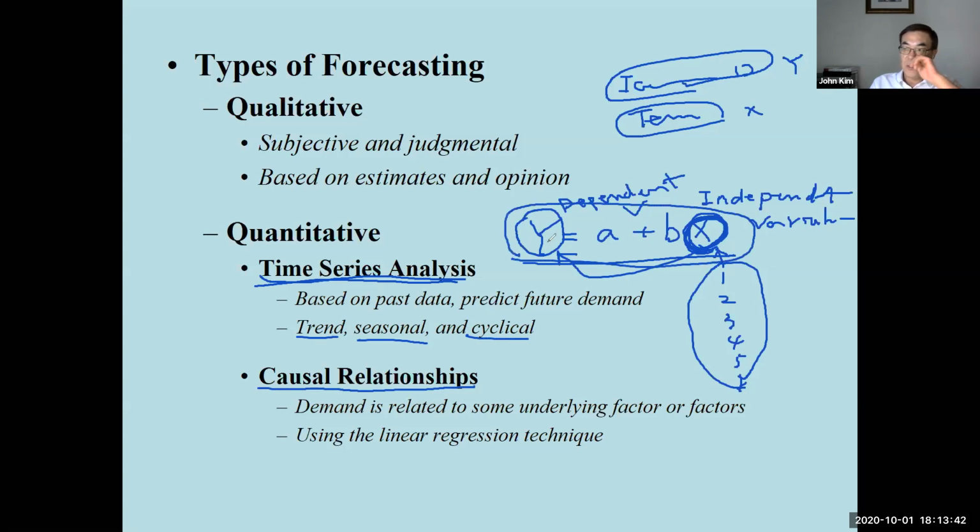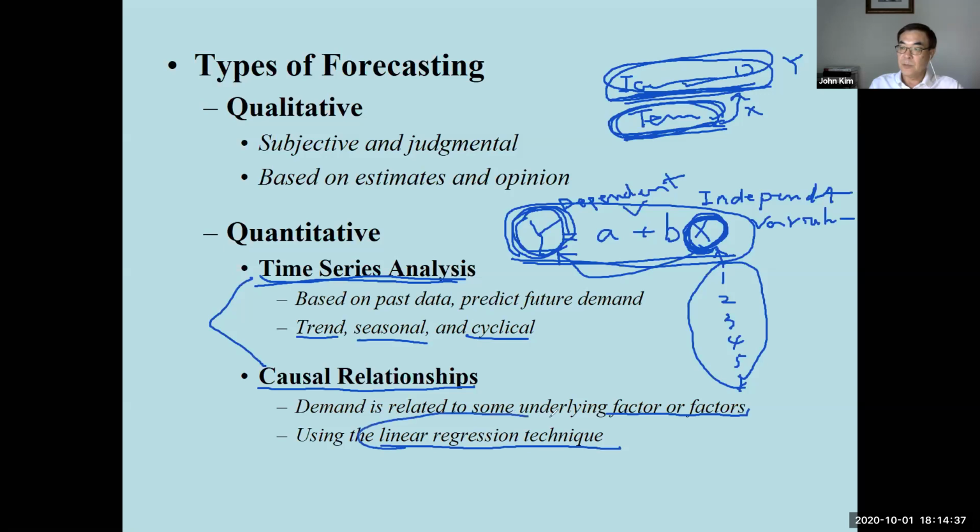Causal relationship is the same, using this equation, but with a dependent and an independent variable. There is a cause, temperature change, and then a result, cause and effect. So temperature can be a cause of ice cream demand. Using the relationship, we find the forecast for the Y variable. That is a causal relationship. So demand is related to some underlying factor or factors, like temperature or the size of a customer, and so on. And then usually we can use the linear regression technique for both. I will talk about this one later.